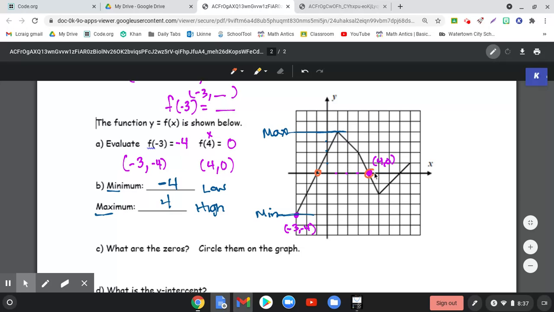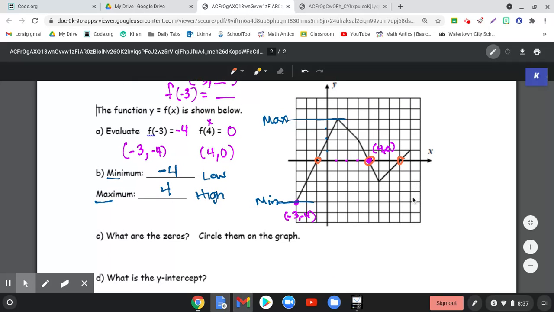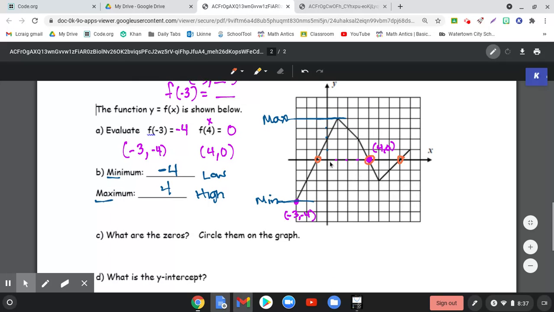Right here and right here, those are also sometimes called roots or x-intercepts. So it's where it has a height of 0. So at -1, at 1, 2, 3, 4, and at 5, 6, 7.